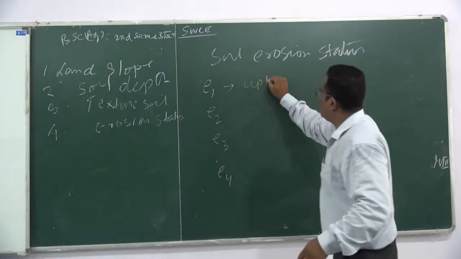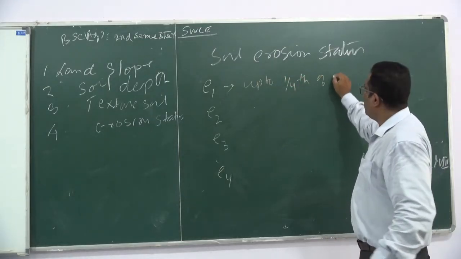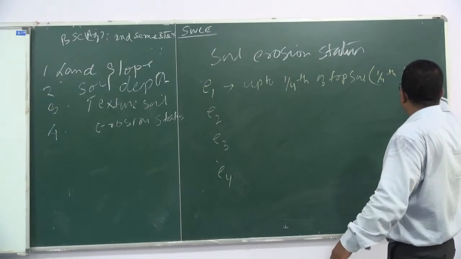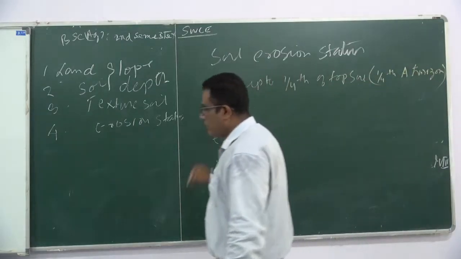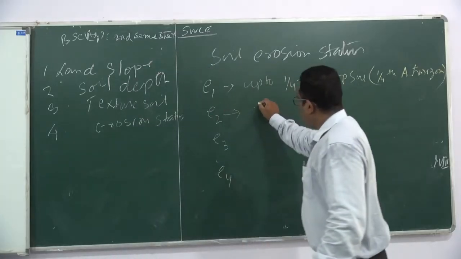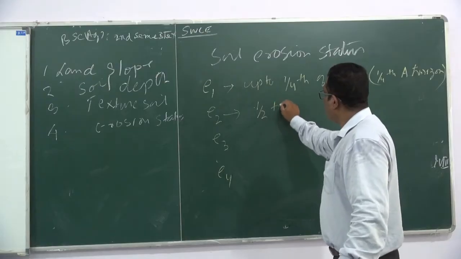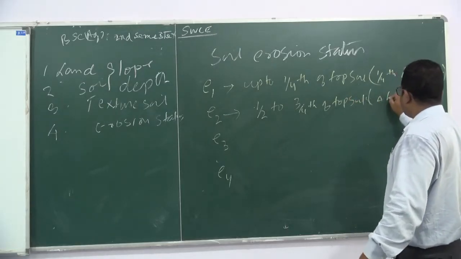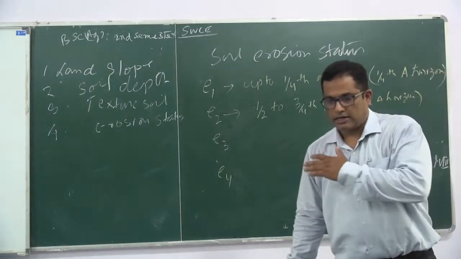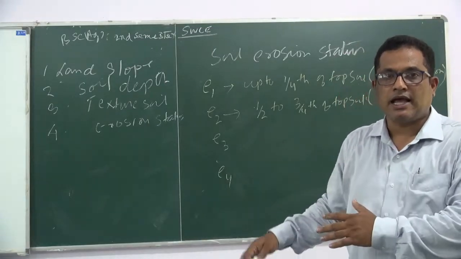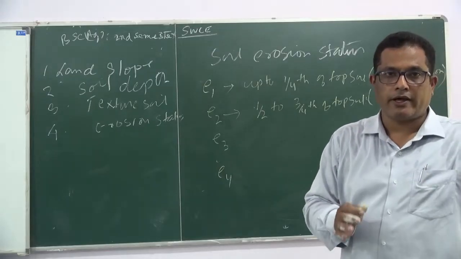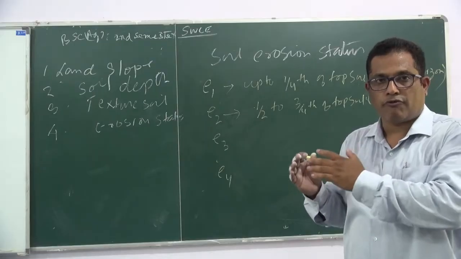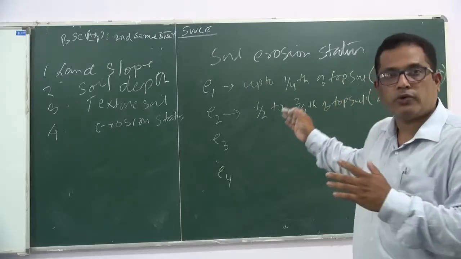up to 1/4 of the topsoil, or in more scientific terms 1/4 of a horizon. So in E2 classification, the severity of soil erosion is such that almost half to 3/4 of the A horizon soil or the topsoil is lost due to the effect of erosion, or the resistance the soil offered to the erosion is less than in E1.